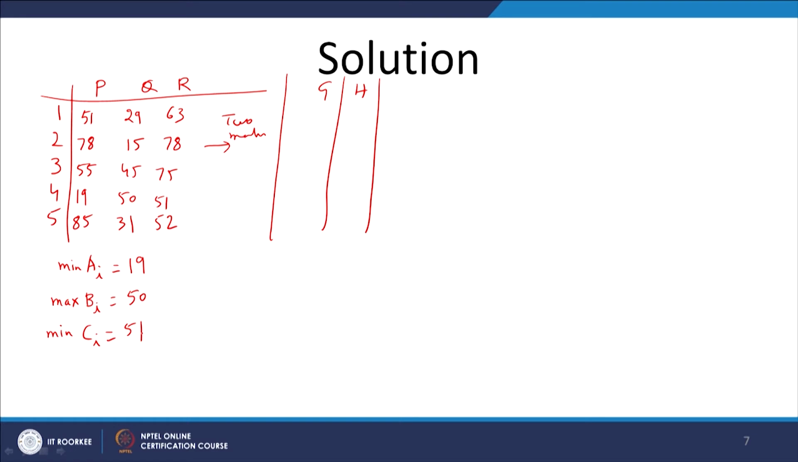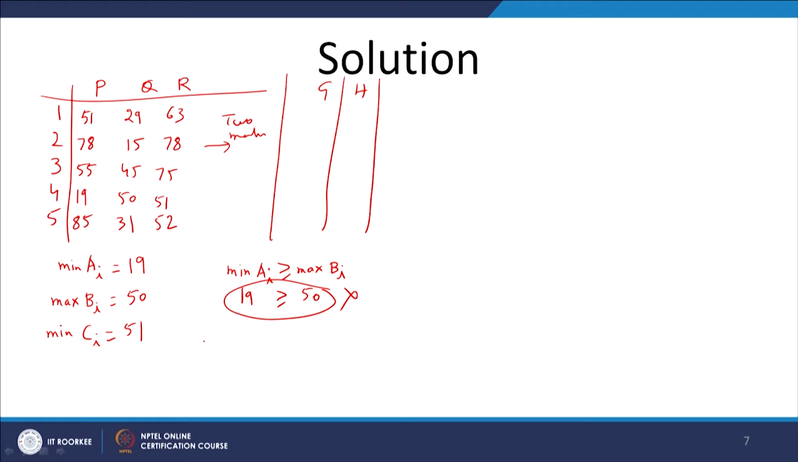Now, we have to look at whether this condition is satisfied, minimum of AI is greater than or equal to maximum of BI or not. So, minimum of AI is 19 and maximum of BI is 50, but this is not true. So, this condition is not satisfied.